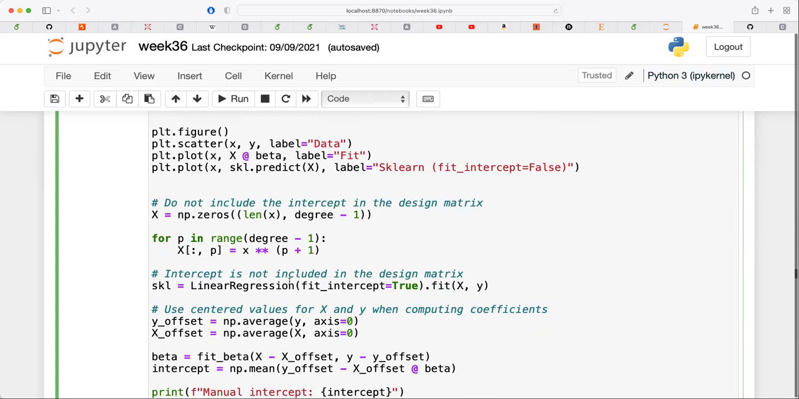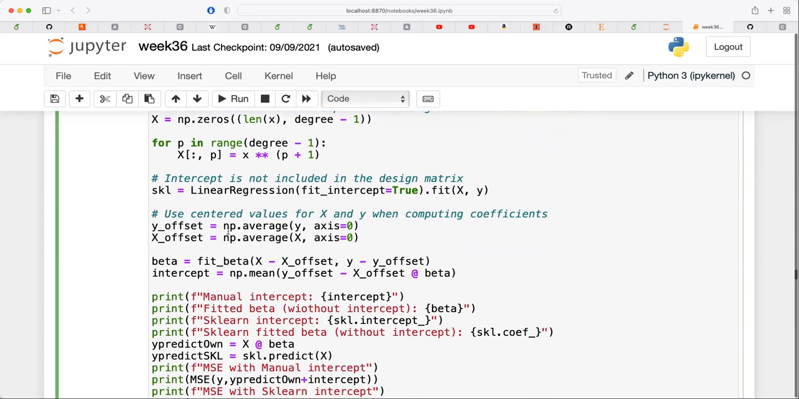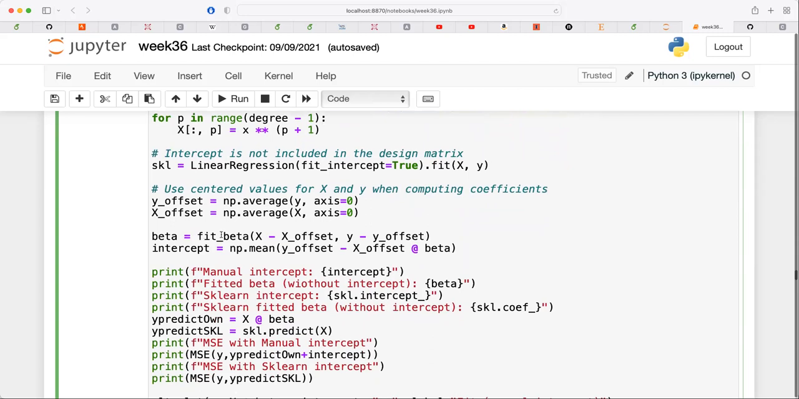Then in this specific case, I'm now setting up a matrix which does not contain the intercept, and then I put fit intercept equal true. You don't need to do that. I calculate the average for the output, and I calculate the average for the design matrix. And when I make the fit now, I have my design matrix minus the average, and I have my fit with y minus its average.